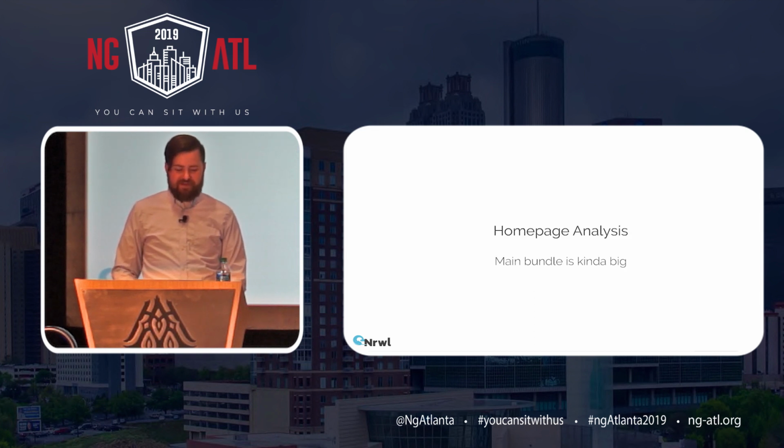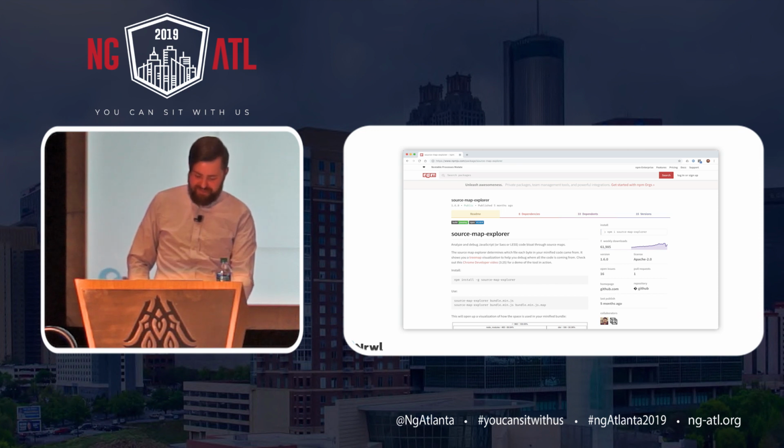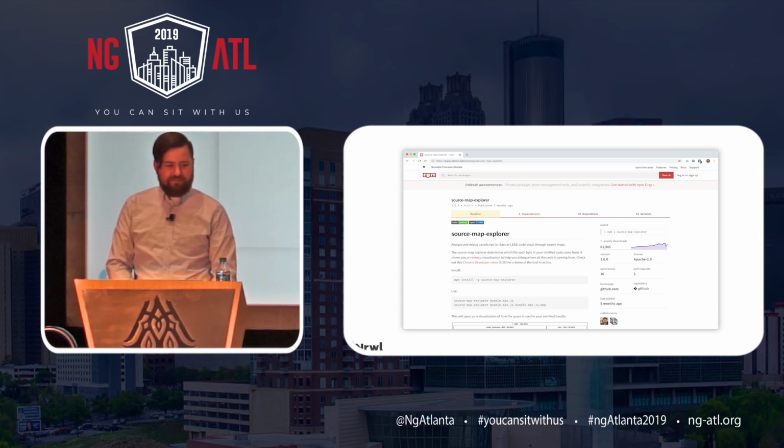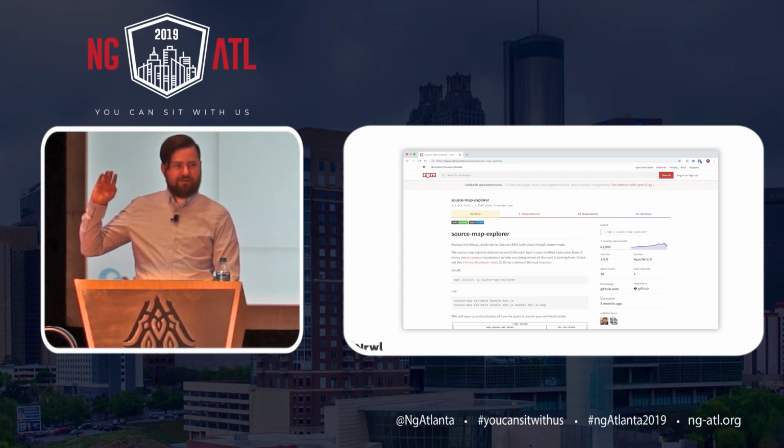So next, I looked at my profile and I saw my bundle. My main bundle is kind of big, like 3 megs. I have no idea why. Fortunately, there's this awesome tool, and there are other tools like it. This is still my favorite for this purpose, called Source Map Explorer. Has anyone used Source Map Explorer before? I know people I've worked with have used it before.